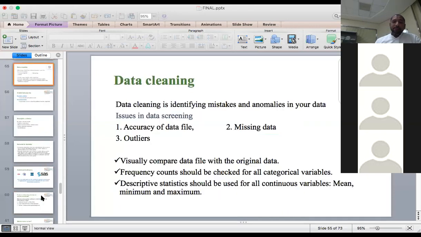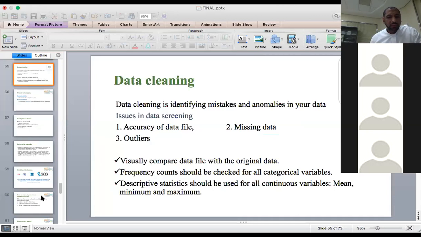Now, after we coded the data and did the data entry, the first step is data cleaning. You know, we are human beings. We may miss some data. We may collect or enter inaccurate data, or wrong data.